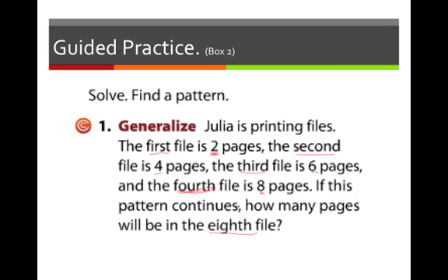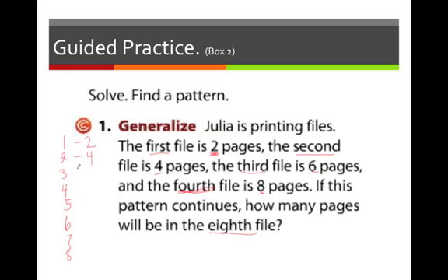Now what I'm going to choose to do is number and make 2 columns. And that'll help me figure out, instead of doing it in a row, I'm going to go down in columns. So I need to go to the 8th. So 1, 2, 3, 4, 5, 6, 7, 8. So I know for the first file it's 2 pages. The first is 2. The second is 4.